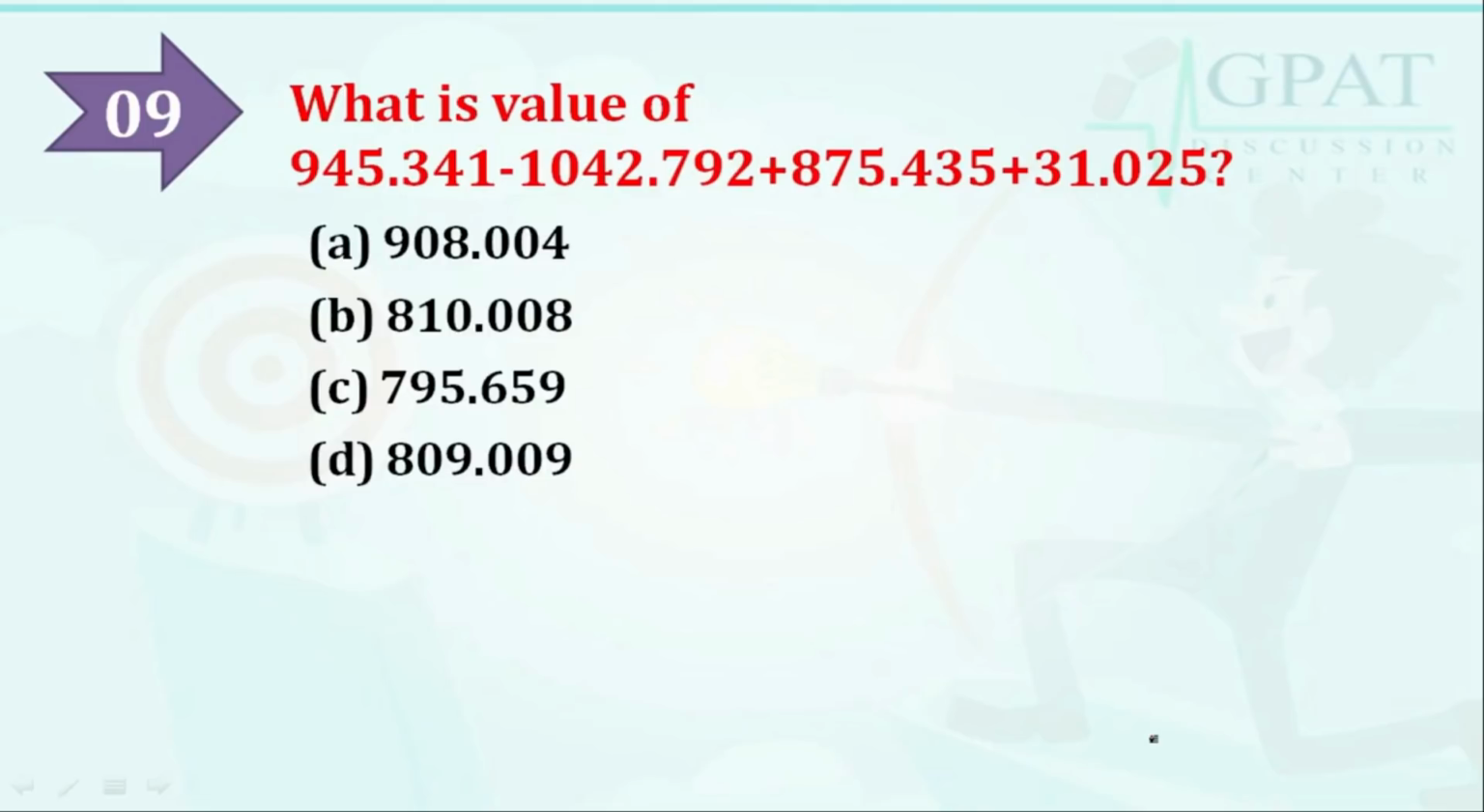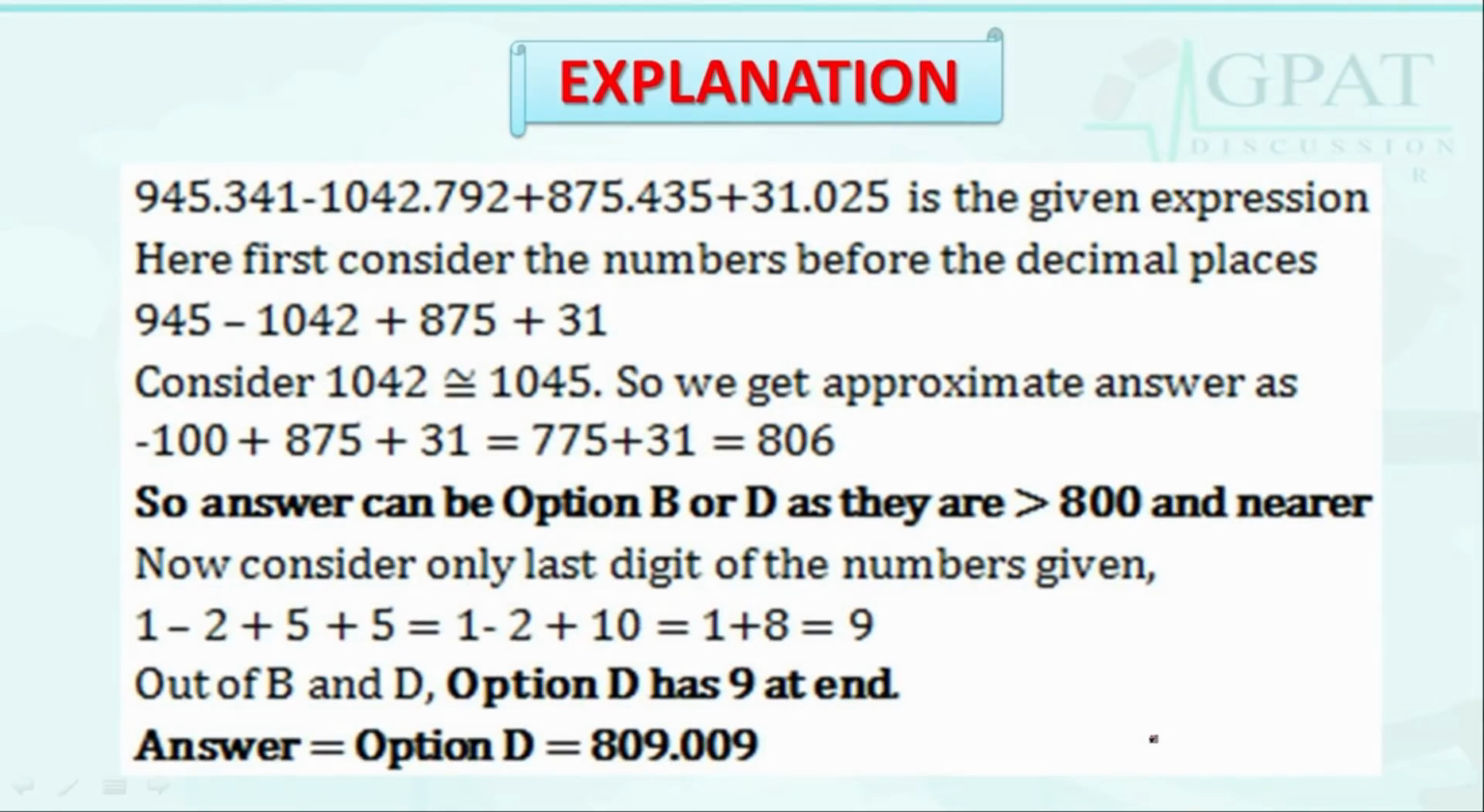809.009. Students, just try to attempt the question within very short time, because very short time is provided for the questions. So the correct answer is 809.009. With the help of explanation, it's a chart that here there is an expression. It is a given expression.